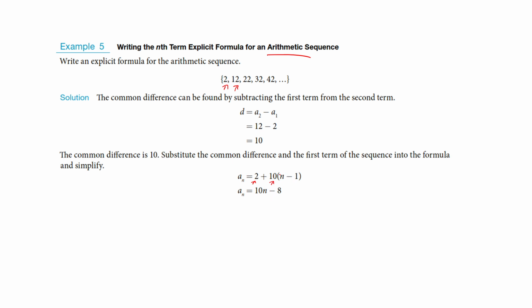Now, this is what we were doing before. They have just tidied this up. Do you see what they've done is they've distributed the 10 here. So you've got 10n minus 10. That's how they changed it into this. It's the same thing. I don't really think it's necessary to tidy it up, but that's what they're doing here.